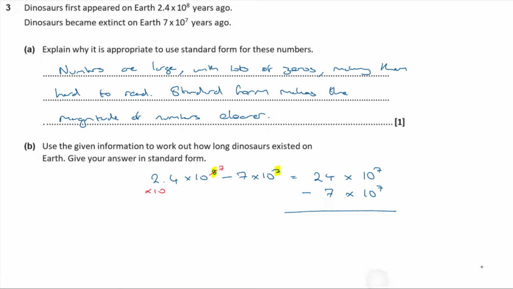Okay, so what's that then? So 24 take away 7, that's 17, and it's just going to be 17 times 10 to the 7 again, isn't it? Okay, but that's not quite in standard form. I now need to switch it back again. So if I take a 10 out of this by dividing it by 10 and then adding it back into there, I'm going to get 1.7 times 10 to the 8 as my final answer. Okay, so that's back into standard form again. So 1.7 times 10 to the 8.